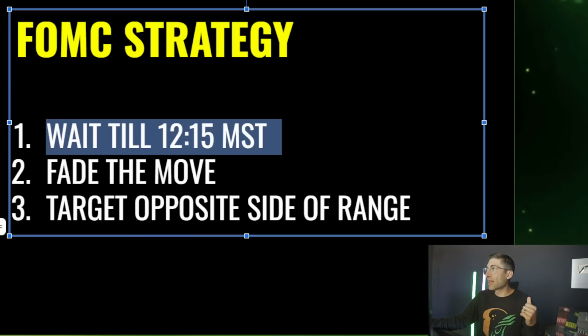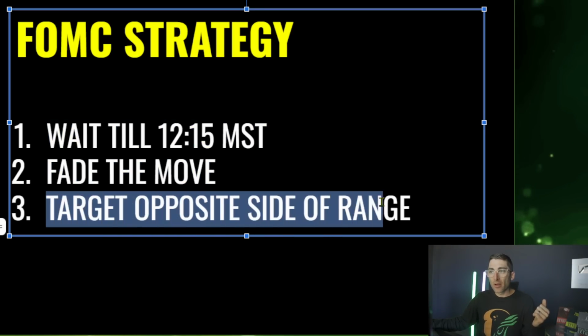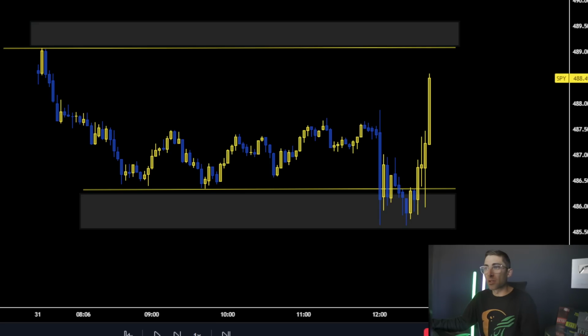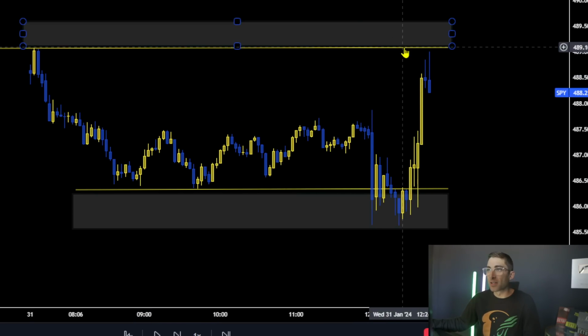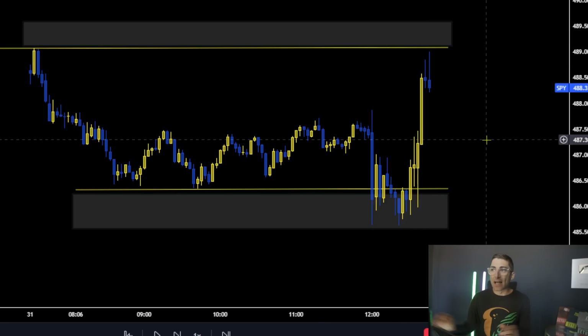So going back to the strategy, we are fading that 12:15 move, and then we're targeting the opposite side of the range. This is still applicable to trading every single day in the markets, and I'm going to show you why. But here's what happens again. We come all the way up, and we don't even hit the highs. It kind of falls short, just a couple cents there. What you need to understand is that we're now at a good place to buy puts.